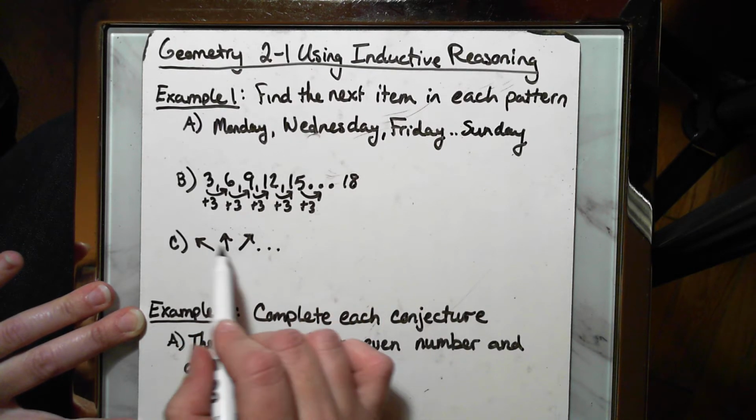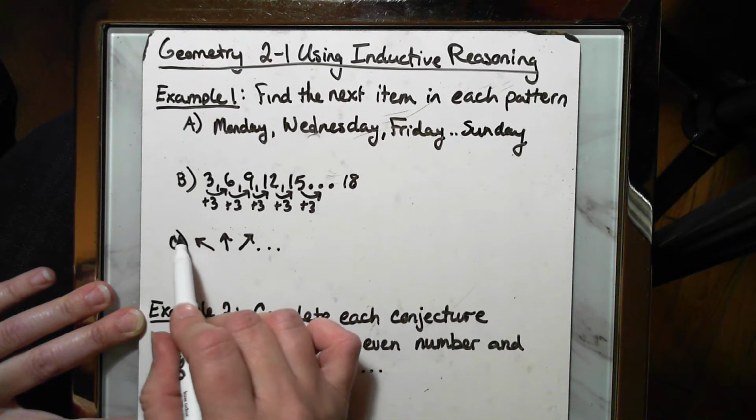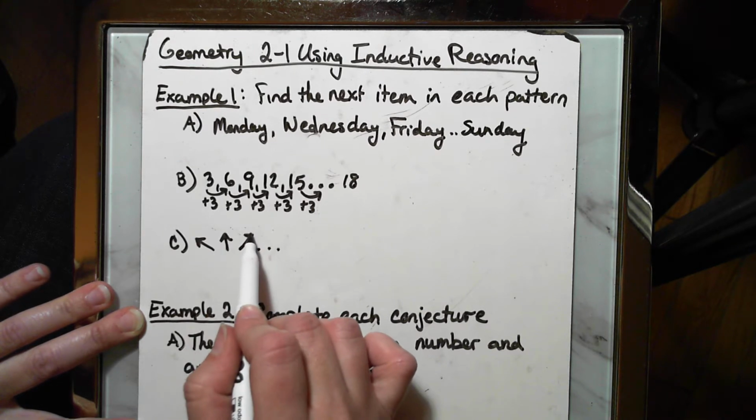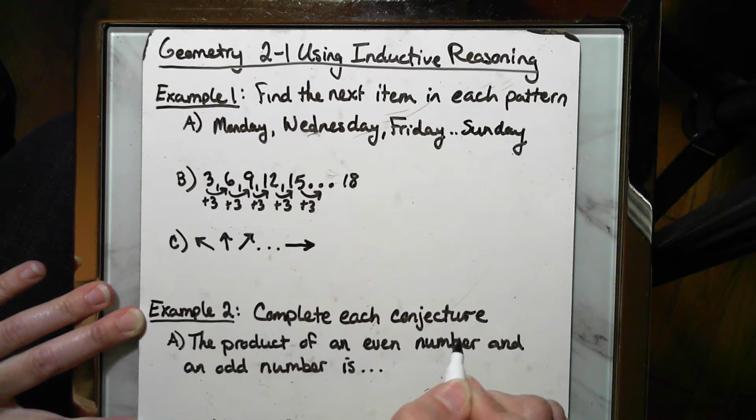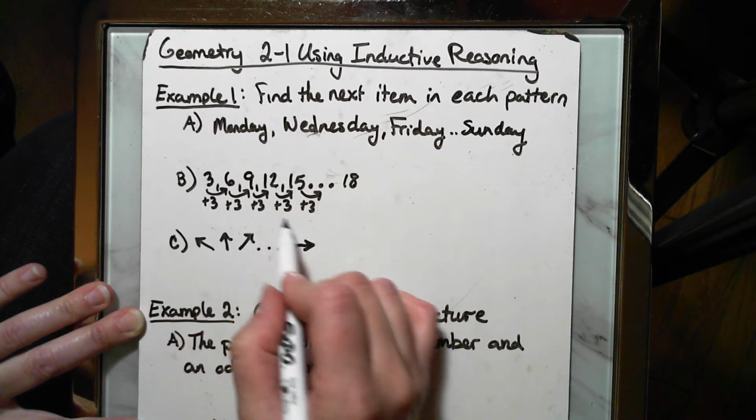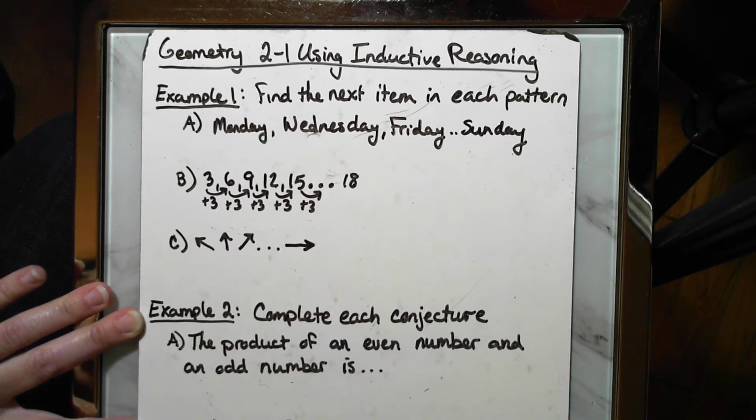Next, they gave me a pattern like this with these arrows. It's pointing to the top left, to the top right. So I need to make it point to the right. And that would be the arrow I need because it's slowly rotating in this direction.